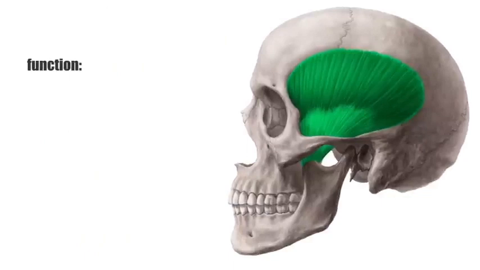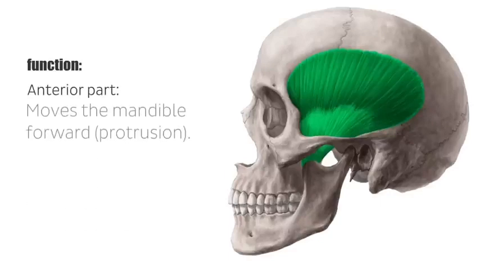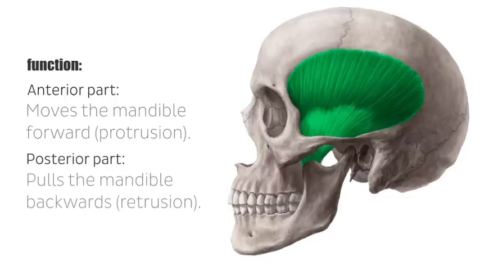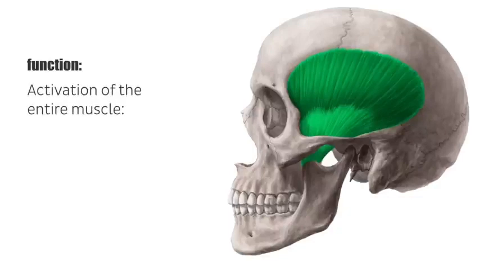Functionally, the muscle can be divided into two parts. The anterior part runs almost vertically and moves the mandible forward, which is known as protrusion. In contrast, the fibers of the posterior part course almost horizontally and pull the mandible backwards, which is known as retrusion. The activation of the entire muscle moves the mandible dorsocranially, leading to a strong jaw closure, known as elevation.